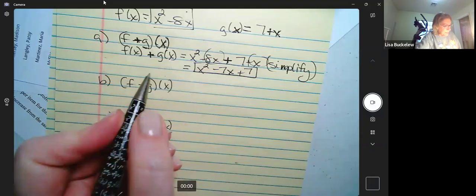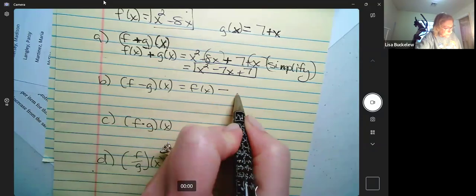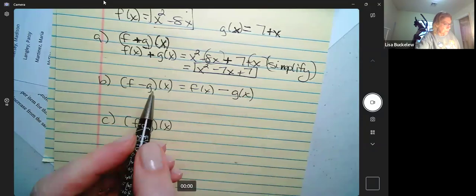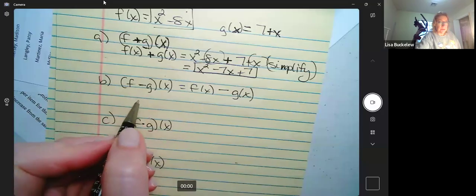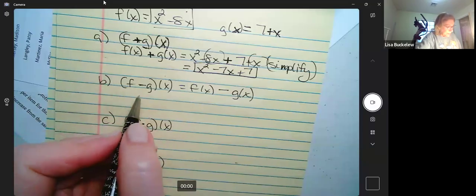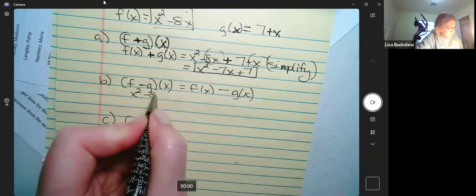Okay, well, I've got the same thing going on here. This time it means take each expression and subtract. Make sure you use the correct order when you're subtracting because that makes a difference. Which thing you start with when you're subtracting, it'll change the sign on your answer if you're doing it backwards. All right, so f of x is the first one, x squared minus 8x.